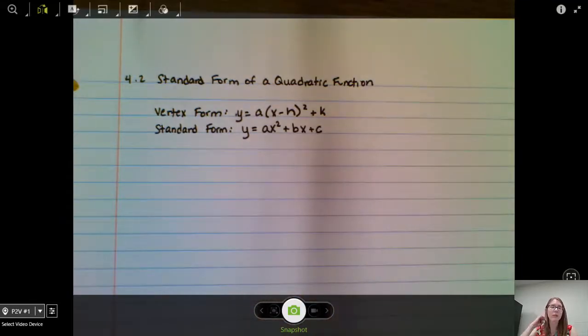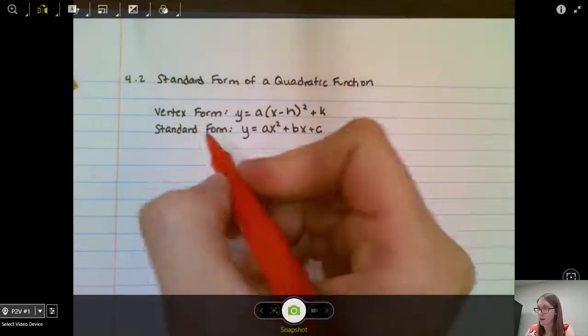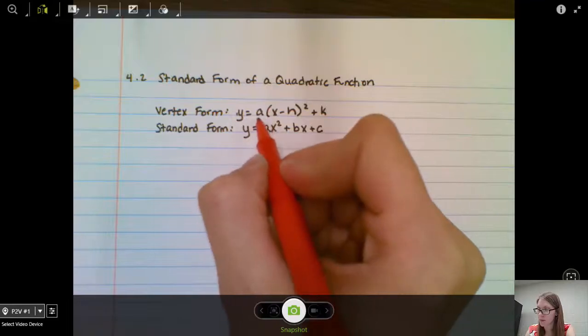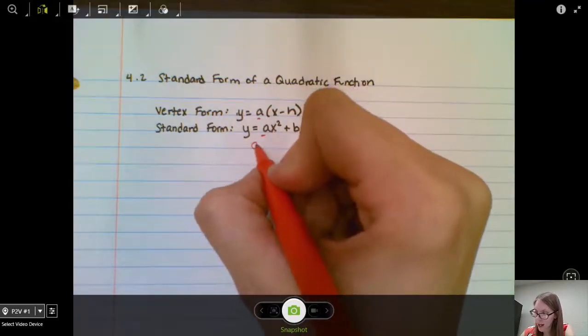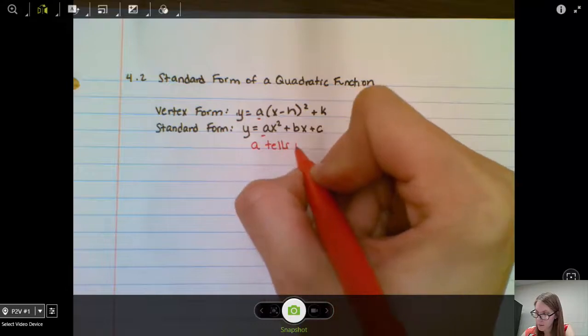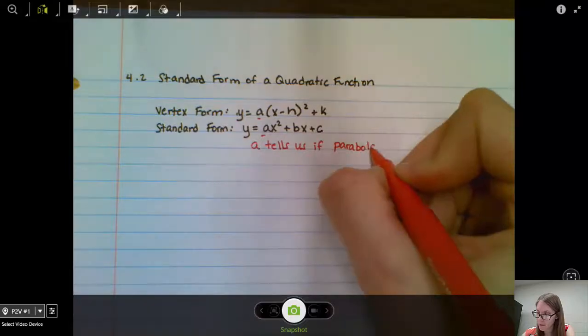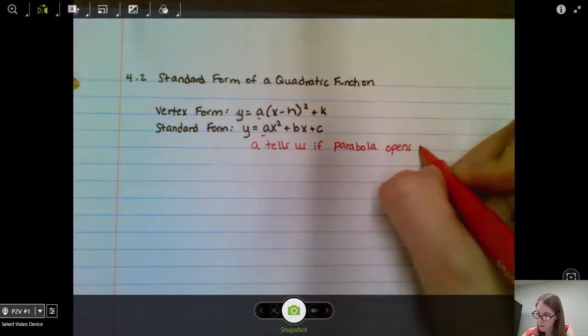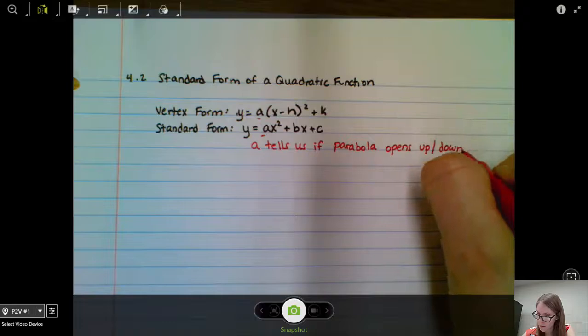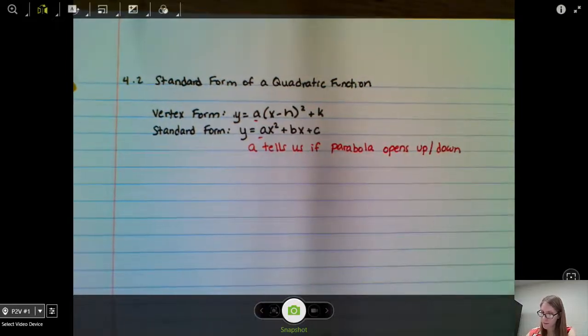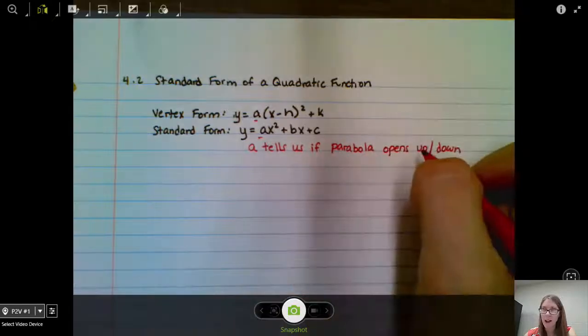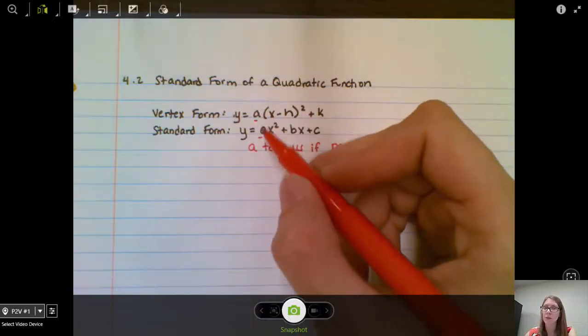Like I mentioned, we don't see our vertex right away in standard form, but some things that we can see, just like before, our a value is the same. So a can tell us if your parabola opens up or down. And again, it's the same a value as we see in vertex form.